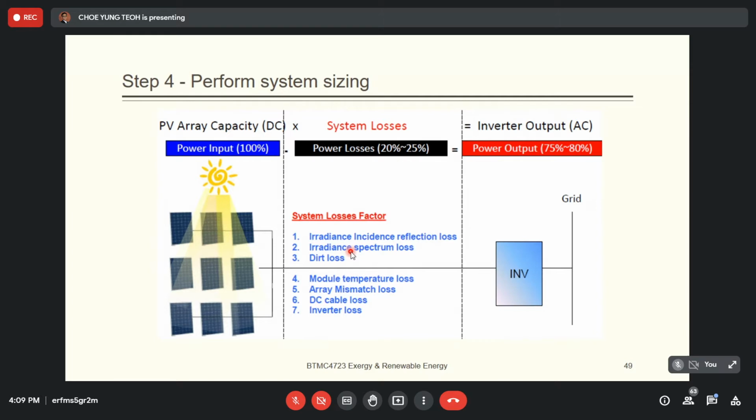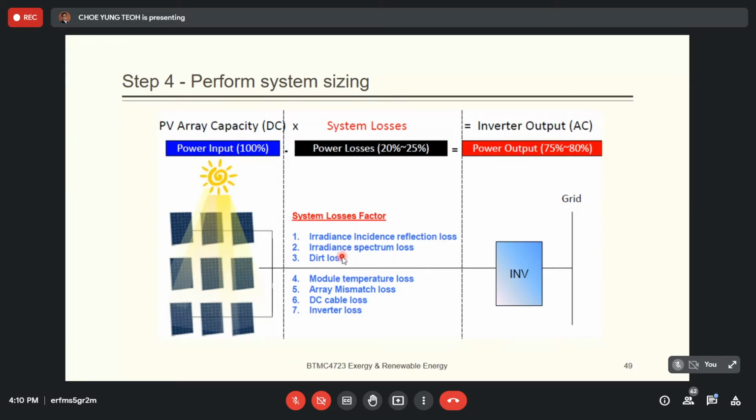Secondly is the irradiant spectrum loss. Irradiant spectrum loss means that for the sunlight spectrum, they start from X-ray until the radio wave. This is the entire spectrum. But the problem is not the entire spectrum is able to generate current for this photovoltaic module. Remember that you need a wavelength of 1.12 micrometer and below, which is only able to knock out the electron to generate the current. So the rest is actually wasted. This one we calculate as irradiant spectrum loss.